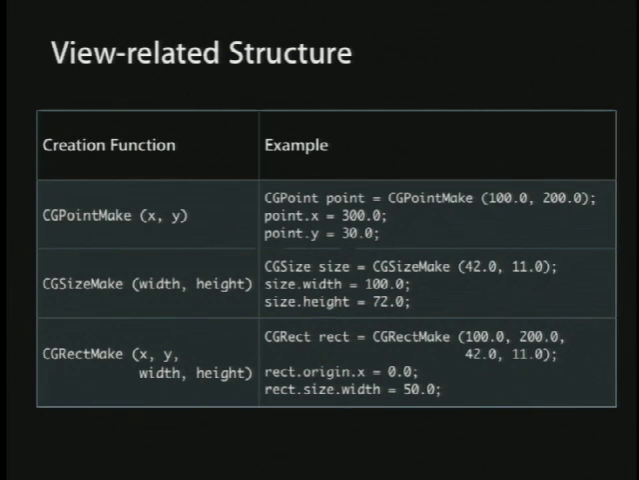For example, in the CGPointMake, we're calling it with an x of 100 and a y of 200, which is equivalent to having created a CGPoint on the stack, and then just assigning point.x and point.y to 330. They're the same thing. Yes?